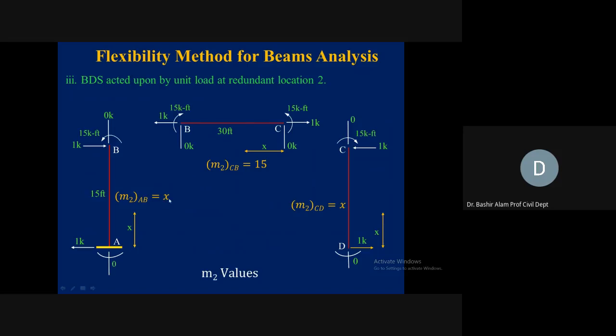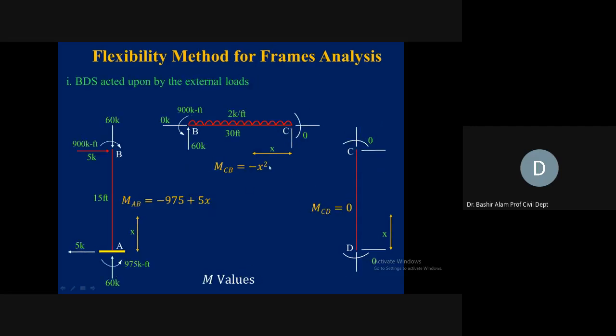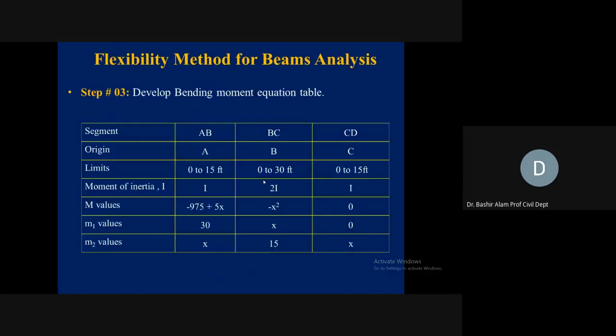For the member BC, it was 2I. Length is from 0 to 30. This is applicable. Now, the moment equation, capital M, is minus x square and origin is C. So keeping these in mind, here you see origin is B, 0 to 30, 2I, minus x square, M1 is x, and this M2 is 15.